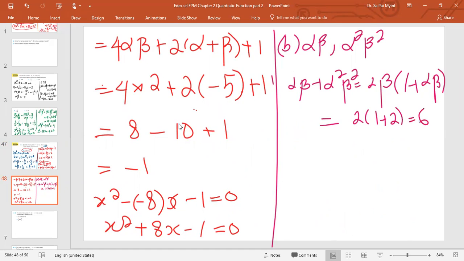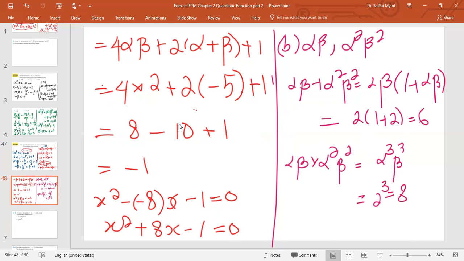Okay, addition. After addition, we need to find multiplication. 2 roots multiplication, alpha, beta into alpha square, beta square. What do you get? Alpha cube, beta cube. This means alpha, beta, the whole cube, meaning 2 cube. 2 cube, what do you get? 8. So you can write for this equation, x squared minus sum of the roots, what do you get? 6x plus product of the roots is 8 equal to 0. This is your equation.